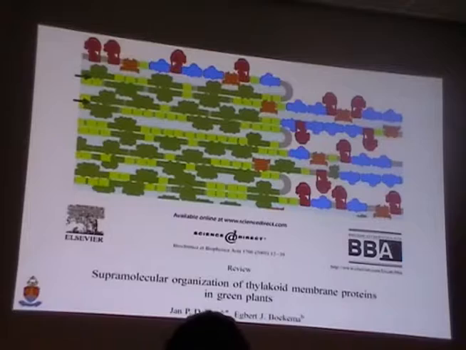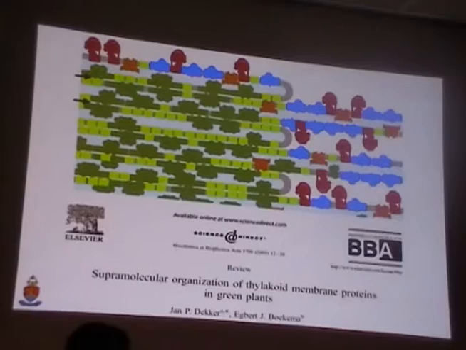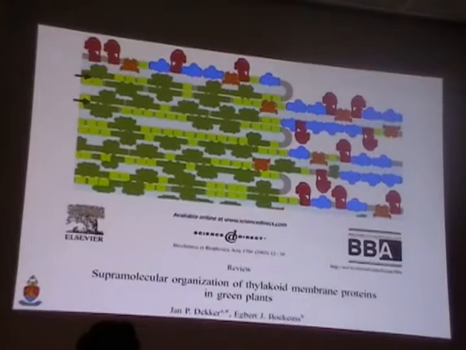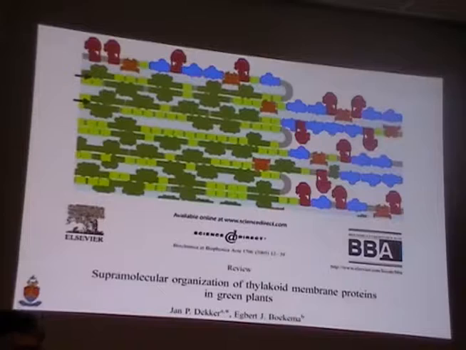Okay, and what's interesting is the LHC2 complexes. So it's basically a single antenna system. It can physically migrate between the two parts of the membrane, so the grana and the stromal lamella, depending on the light conditions. So in this way, the sizes of the antennas of photosystem 1 and photosystem 2 can be regulated. There are also molecular mechanisms responsible for that.